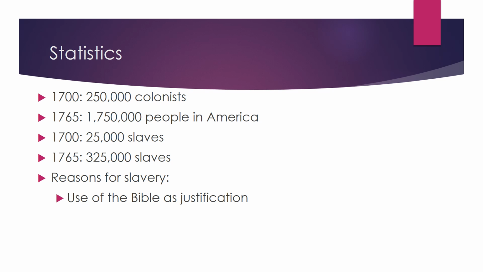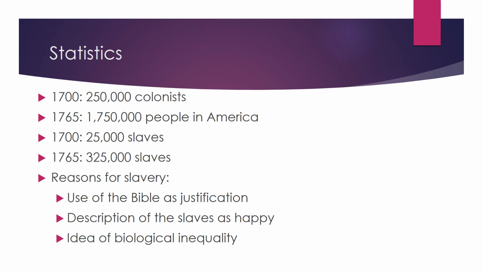the examples of slavery in the stories of the Bible, and so they justified it as a practice at that time. Second was a description of the slaves as happy with their station. Some of the writing that was being done depicts slaves who are content, and so there's no reason to change that. Number three, there was an idea among some scientists that there was biological inequality between the races.